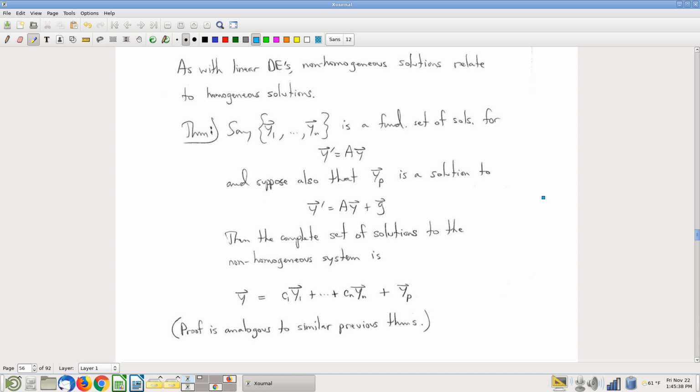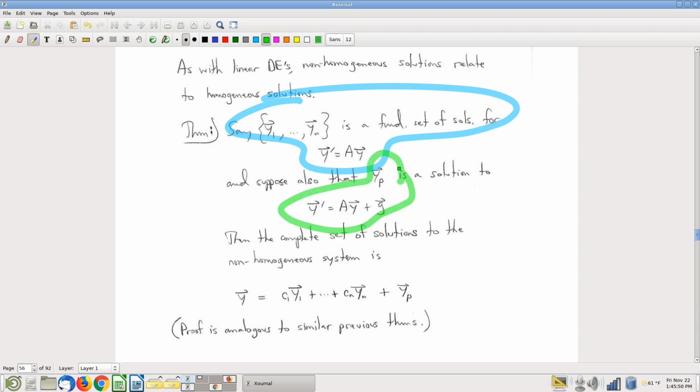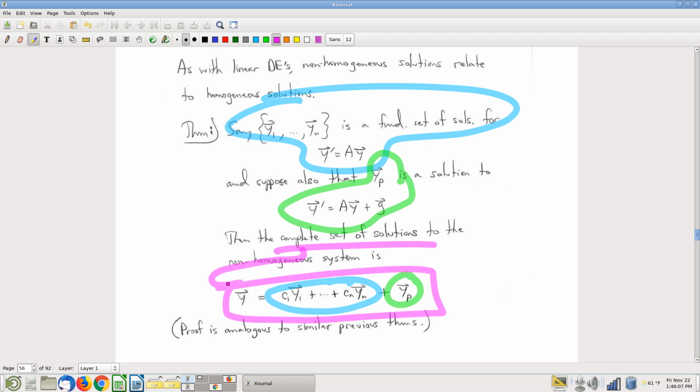If you have a fundamental set of homogeneous solutions, and then if you have a particular solution to the non-homogeneous equation, right, then the complete set of solutions is what you get by adding homogeneous plus particular. That's the total complete set of solutions: homogeneous plus particular. Okay. All right, so analogous result.